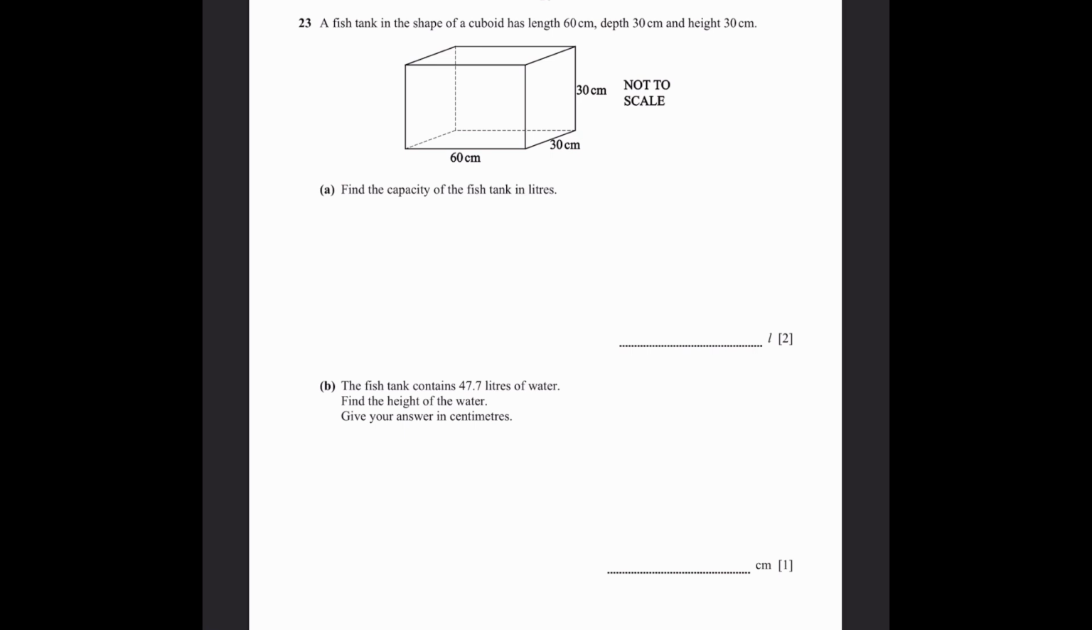A fish tank in the shape of a cuboid has length 60 centimeters, depth 30 centimeters, and height 30 centimeters. A. Find the capacity of the fish tank in liters. So first we find the volume. So volume is equal to length into breadth into height, which is equal to 60 into 30 into 30. And we get the answer as 54,000.